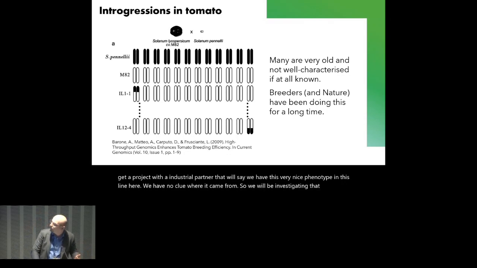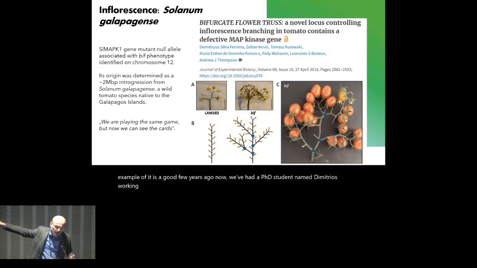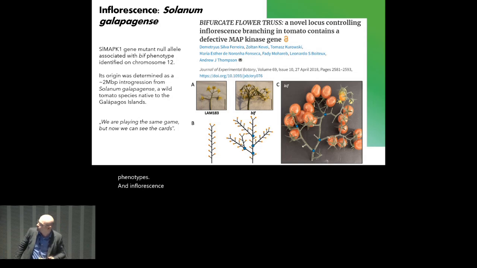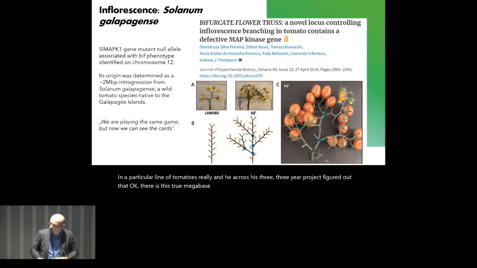And one example of it is, a good few years ago now, we had a PhD student named Dimitrios working on basically figuring out what causes this distinction between these two phenotypes in inflorescence branching in tomatoes, in a particular line of tomatoes. And he, across his three-year project, figured out that, okay, there is this 2 megabase region of the genome where the causative gene for this is located.